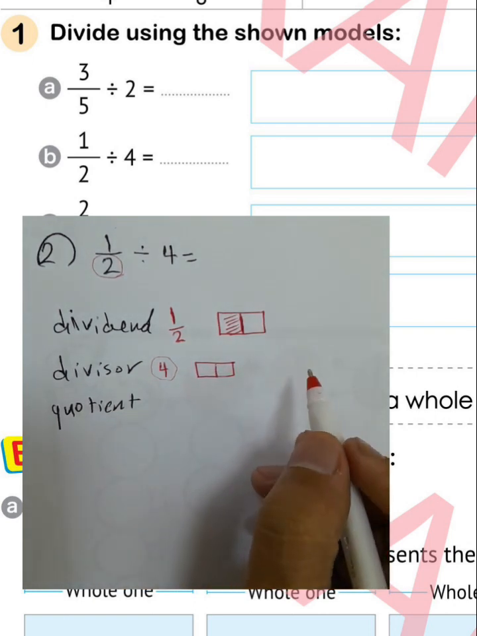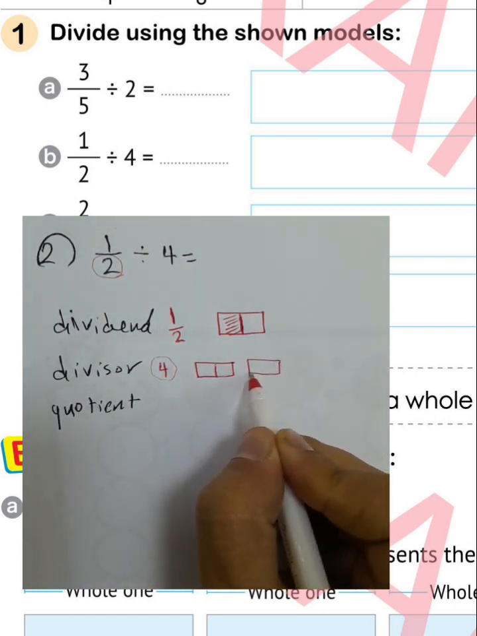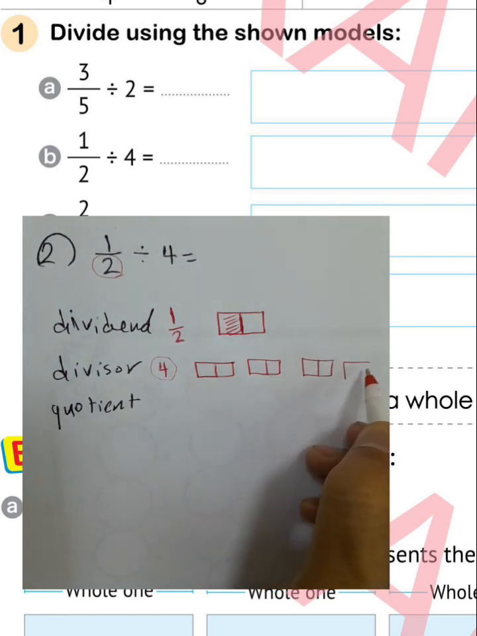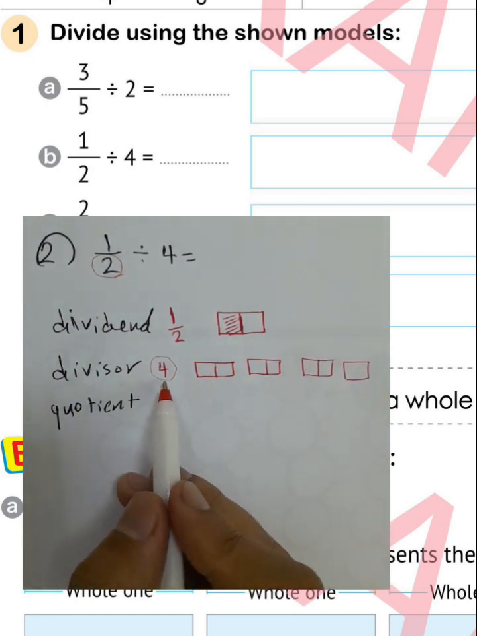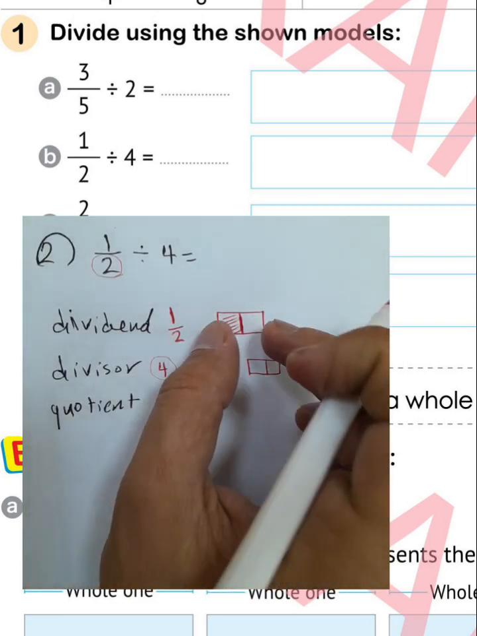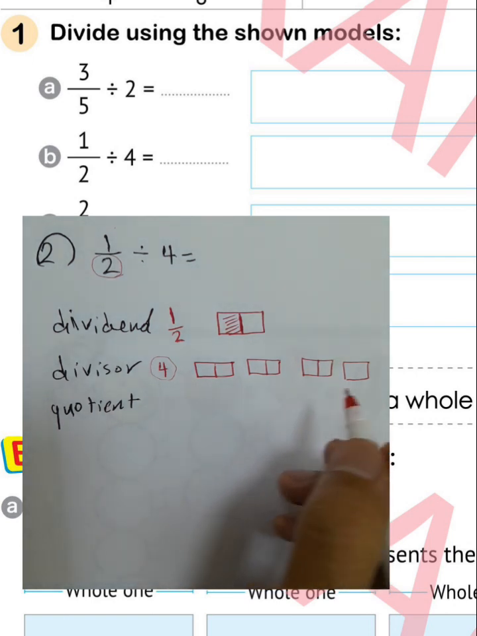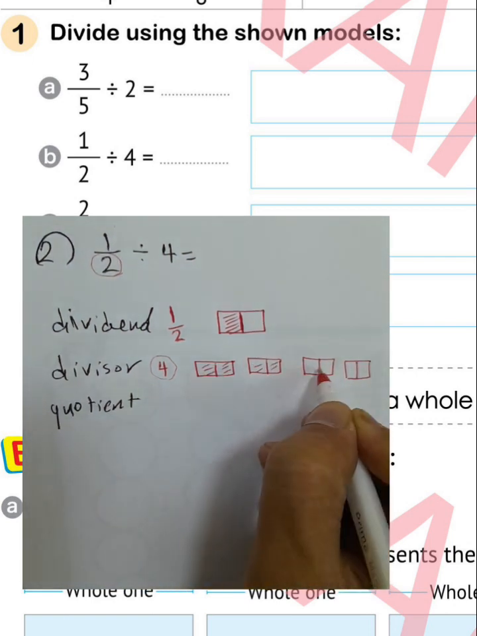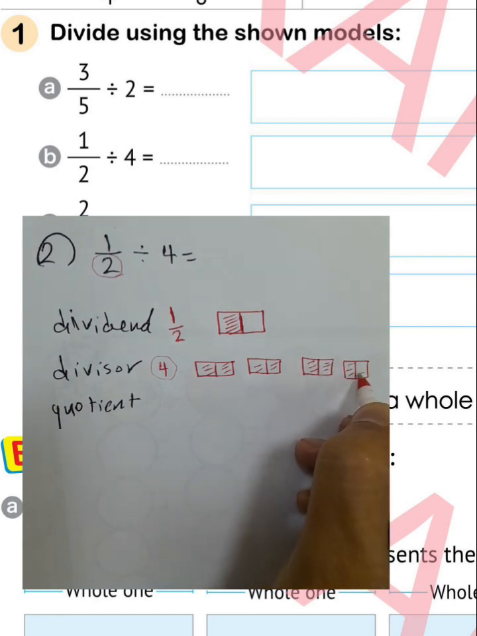1, 2, 3, 4. Okay? I will repeat these models 4 times.